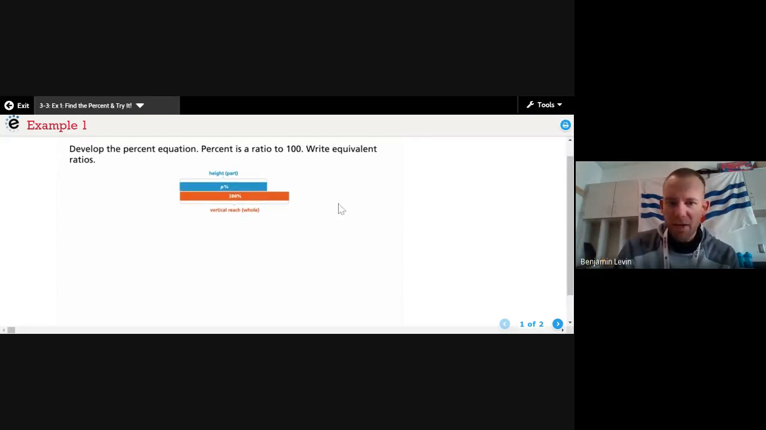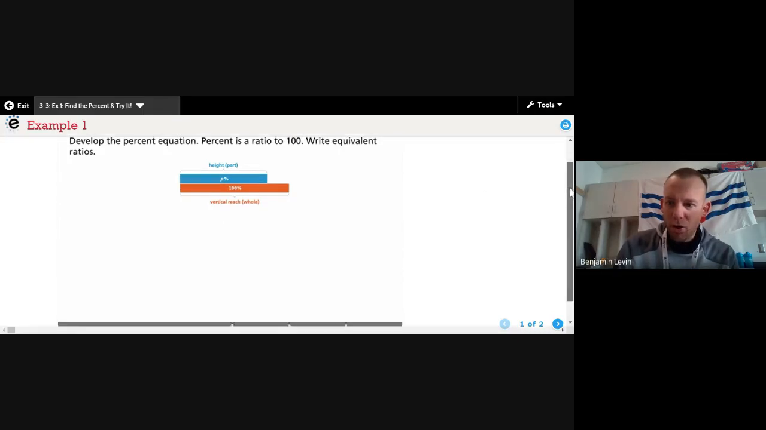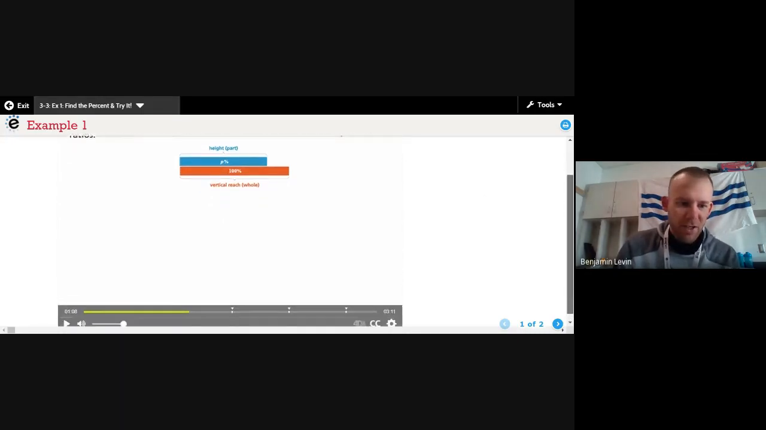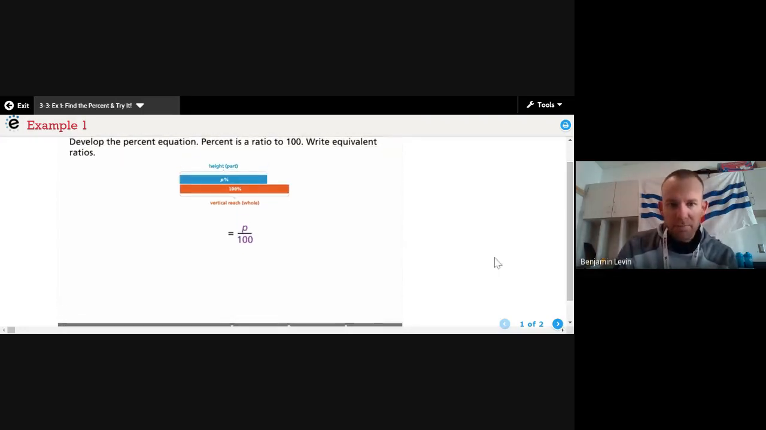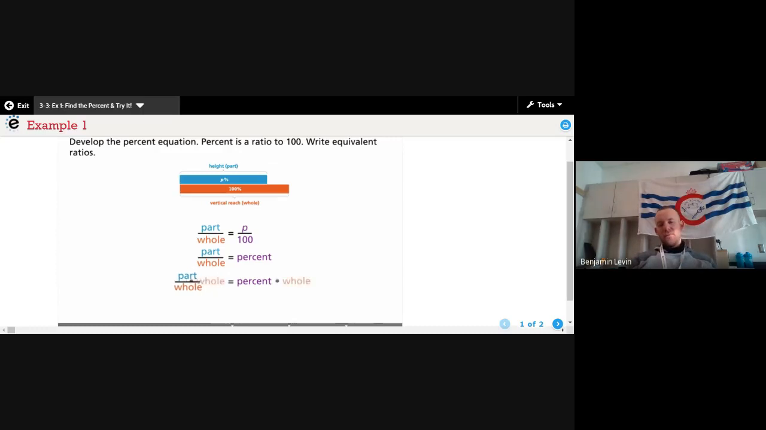They made these diagrams. The vertical reach is the whole. They told us what those measurements were. I think they were 60 inches and 75 inches. So here's what they're going to do. The ratio P to 100 is equivalent to part to whole. Since percent is a ratio to 100, we can write part to whole is equal to percent. If we multiply both sides of the equation by the quantity, whole, we get a useful equation where part is equal to percent times whole.